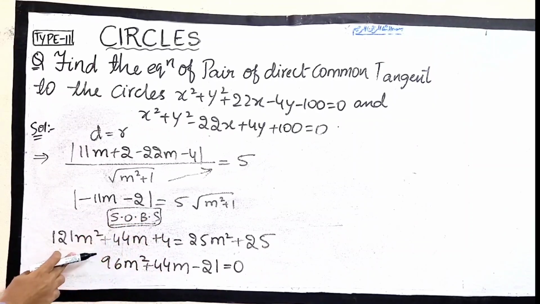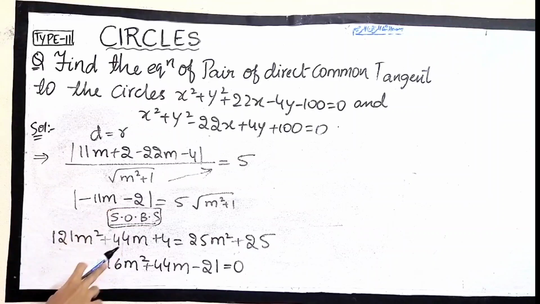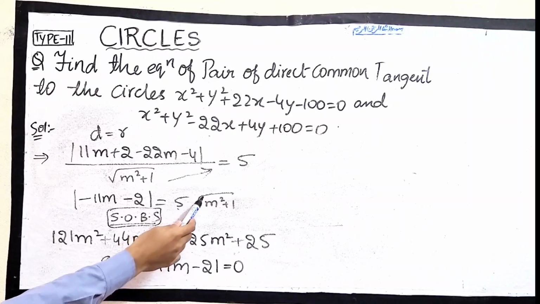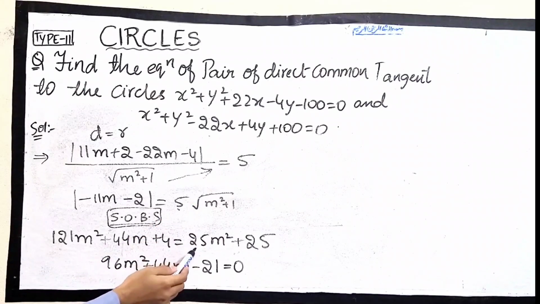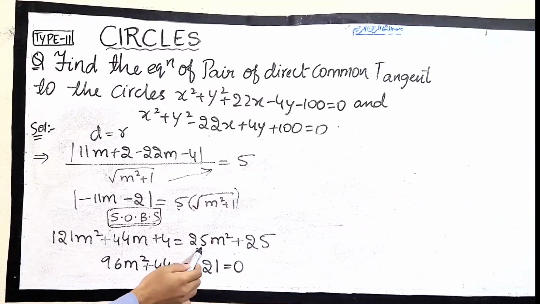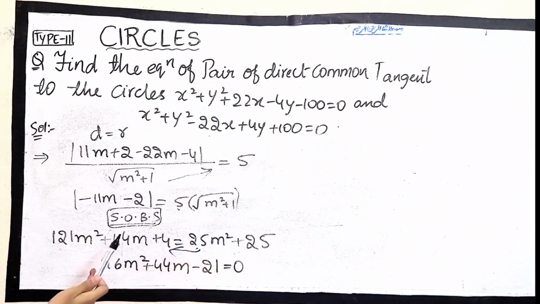Squaring on both sides. When we do squaring on both sides, it will become (a minus b) or (a plus b) whole square because mod is there. So 121m square plus 44m plus 4, which is equal to, if we are squaring this side, the root square and root will be cancelled and 5 becomes 25, and just multiply all the terms with that. Then bring this side 25m square plus 25, which after coming to this side will become minus, and after subtracting you will get the final equation as 96m square plus 44m minus 21, which is in the form of a quadratic in terms of m.